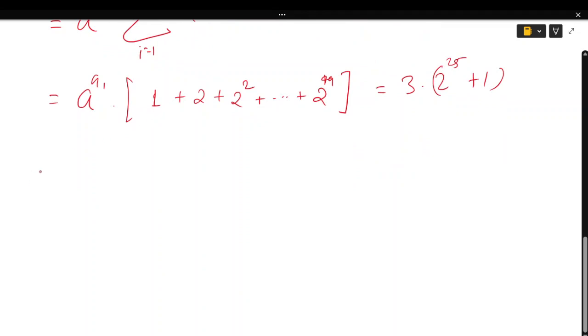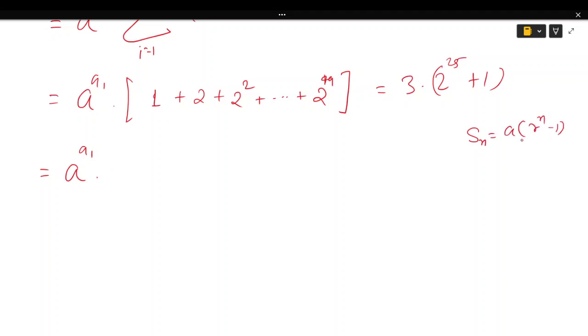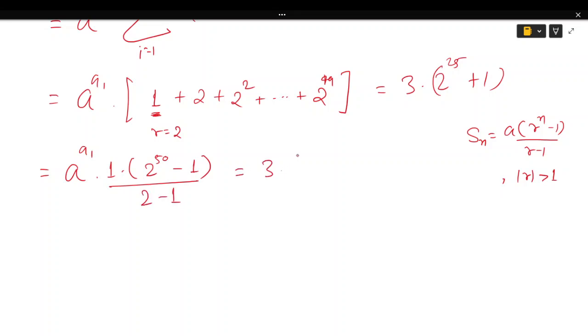So by the formula of the sum of a geometric progression, we know that Sn is a times (r to the power n minus 1) upon (r minus 1), whenever the modulus of r is greater than 1. This is the condition. Here the common ratio r is 2 and the first term a is 1. The number of terms, if you observe, is 50. So it's (2 to the power 50 minus 1) divided by (r minus 1), which is given as 3 times (2 to the power 25 plus 1), right?